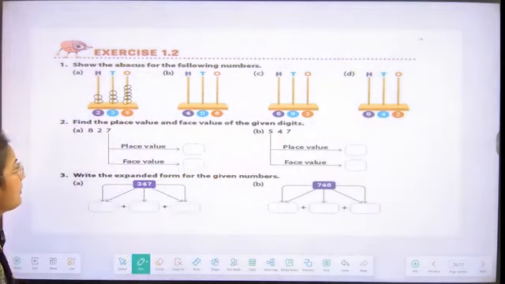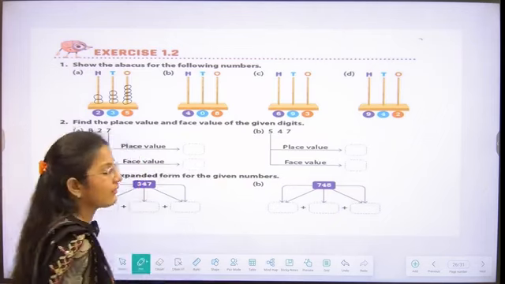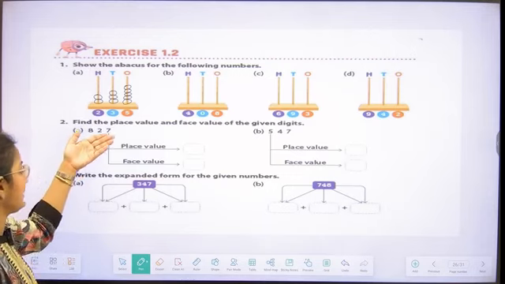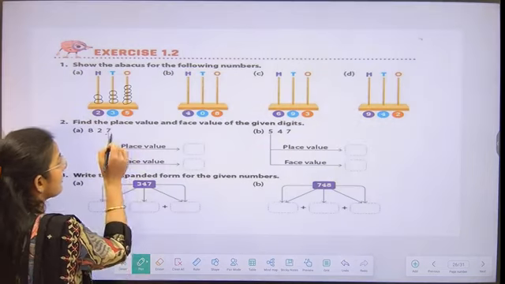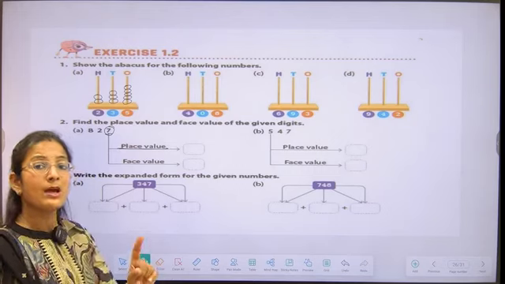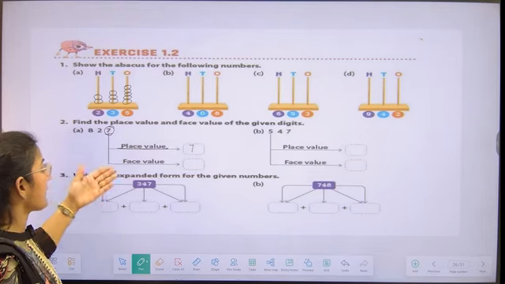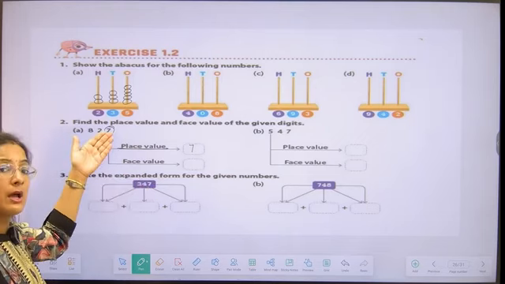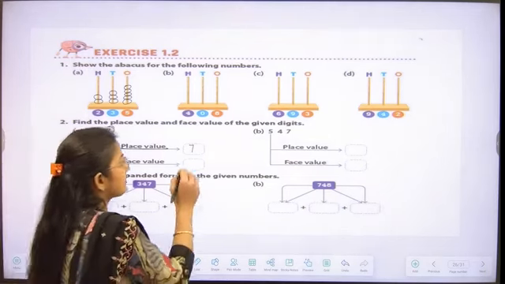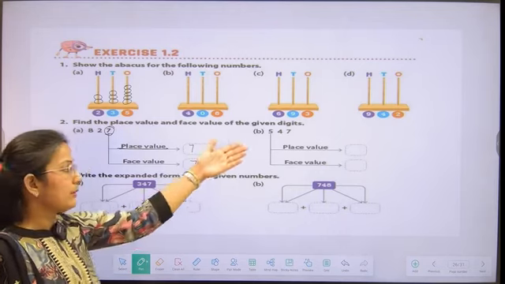Moving to the next one. What we have to do? We have to find the place value and face value of the numbers. So our first number is 827, and you can see the 7. You have to write the place value. It occupies the place of ones. So we have to write 7 ones. Now, if I'm asking the face value, then what number is written over there? The number is 7. So its face value will become 7, students. You can do the second one by yourself.